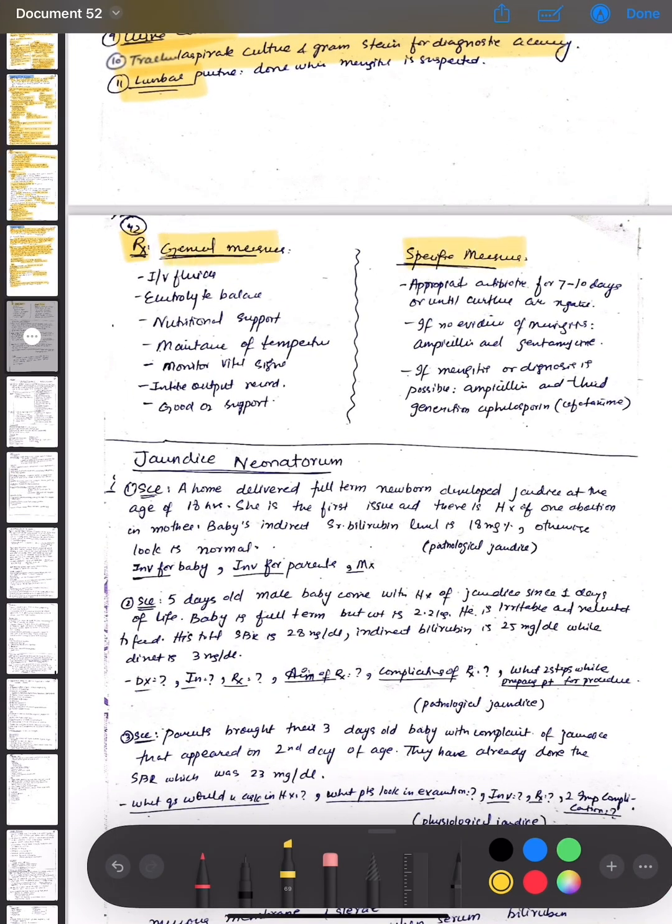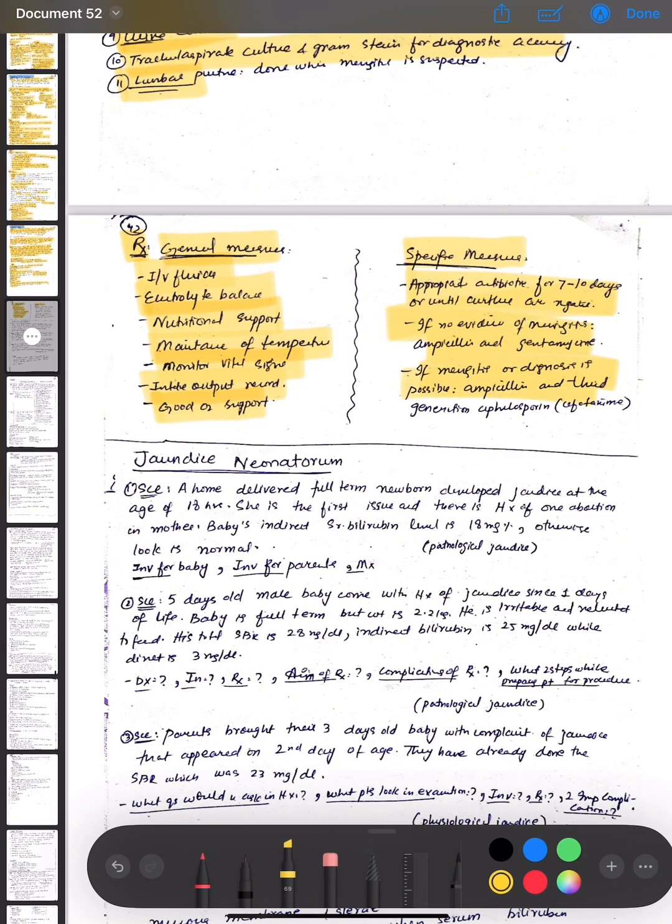In general measures, intravenous fluids are given, electrolyte balance is maintained, nutritional support is maintained, temperature is maintained, vital signs are monitored, intake output is recorded, and good O2 support is given. For specific measures, appropriate antibiotics for 7 to 10 days are given. If there is no evidence of meningitis, ampicillin and gentamicin are given. If meningitis is possible, then ampicillin and a third generation cephalosporin, that is cefotaxime, is given.